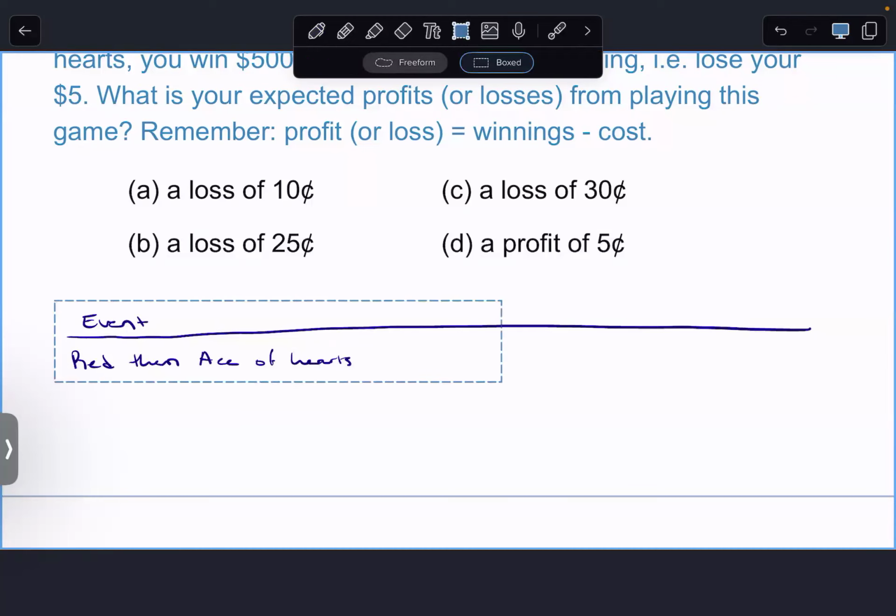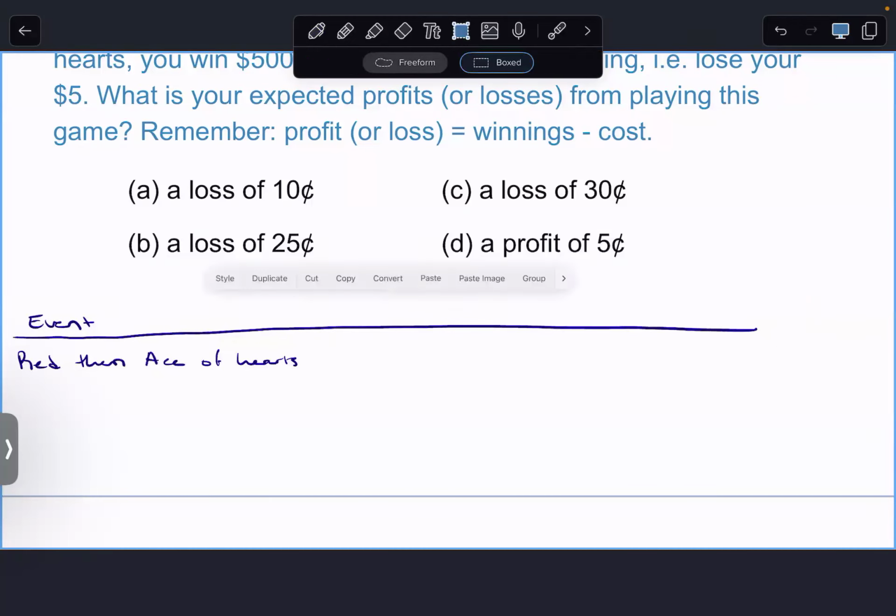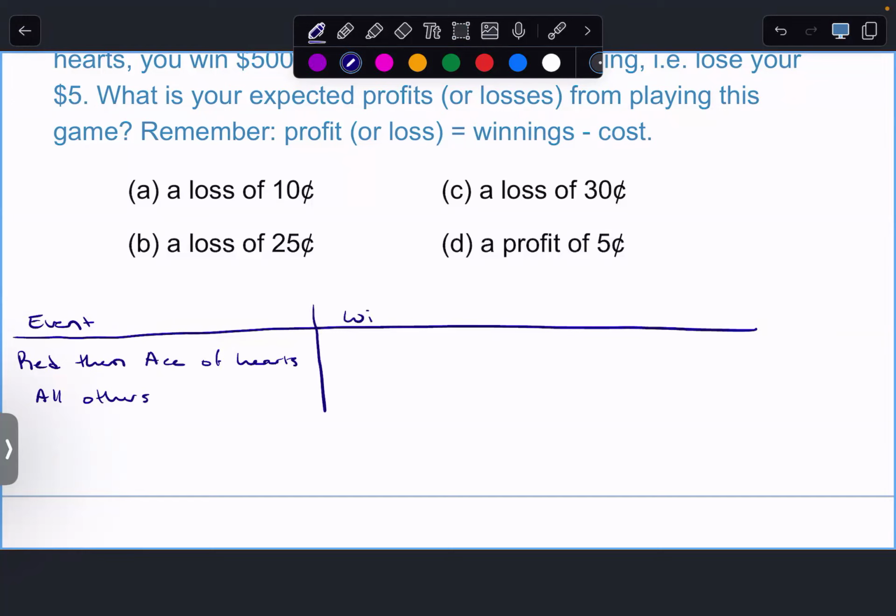And I'm going to need more room than that. Let me just scooch that over. All the others can be lumped into one category, right? Any other combination of things yields me $0 in winnings.